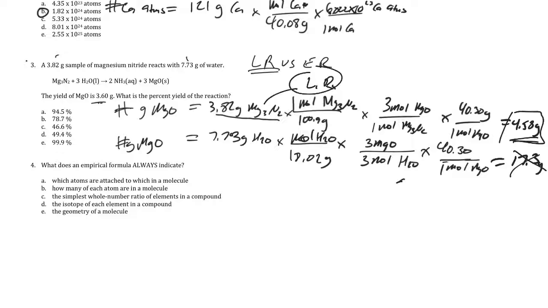So my percent yield should be equal to the 3.60 grams produced divided by the 4.58 grams theoretically that we should have gotten, times 100%. So 3.6 divided by 4.85 times 100, 74.2%.